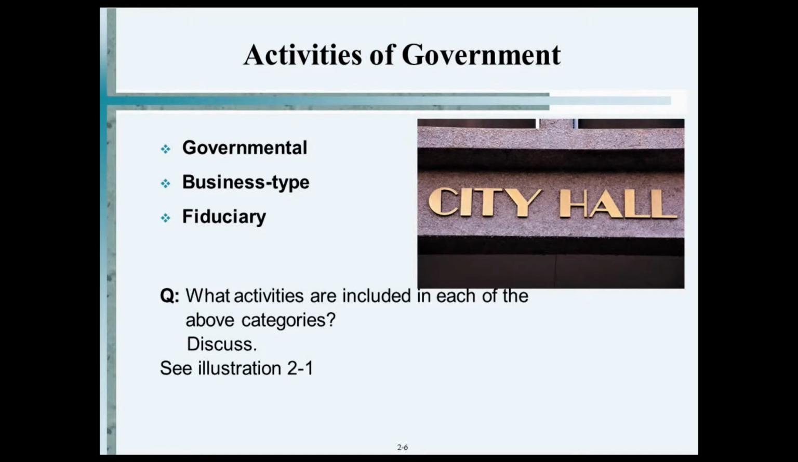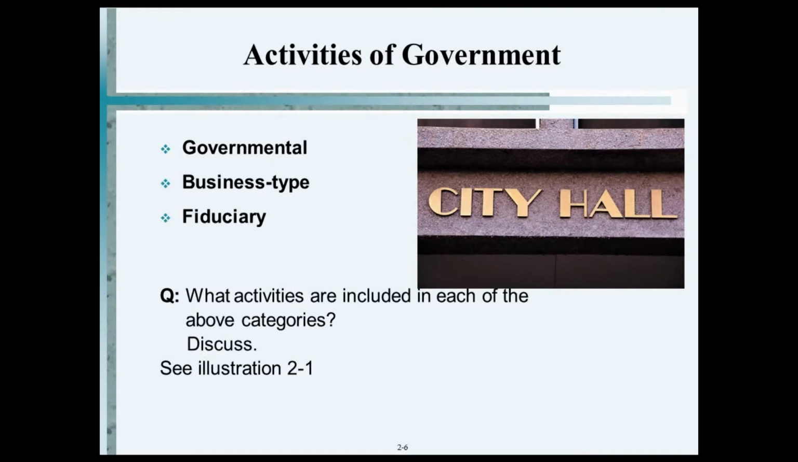Some municipalities have airports that they run. Towns have, what other types of things? Water authorities, yes. A municipal pool is good, but it has to be a really large pool to run it as a business. But hospitals, some communities have hospitals. So that's the business type of activity. Electric, gas utilities, others like that.